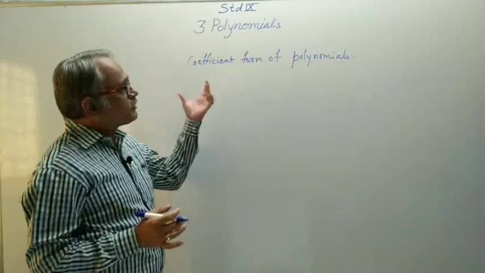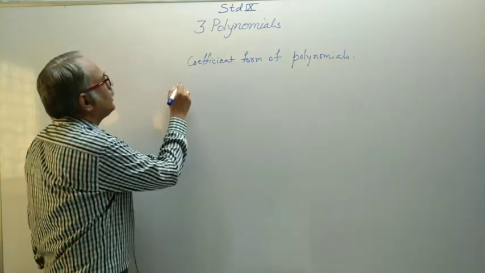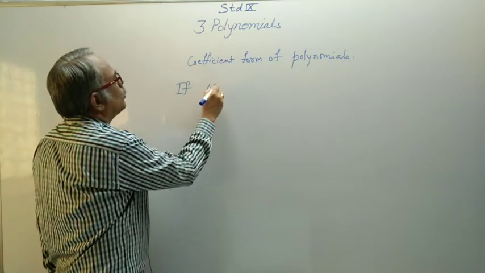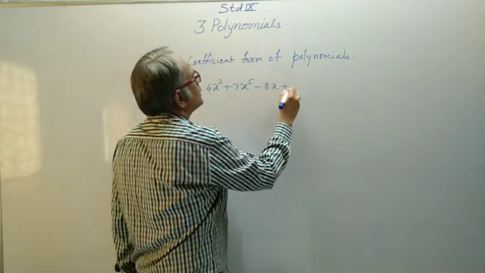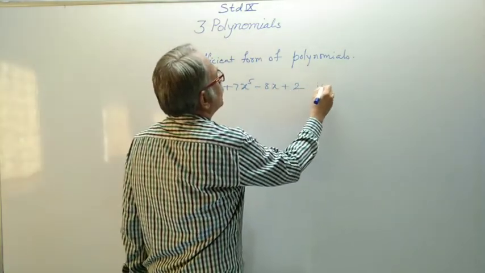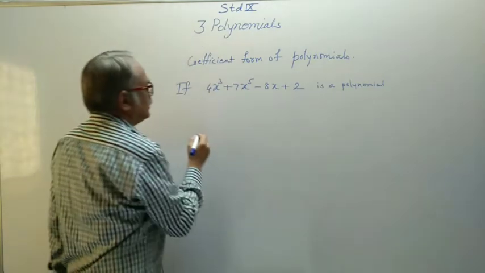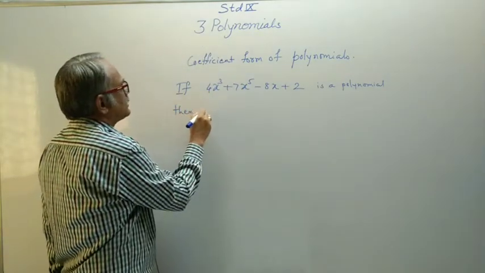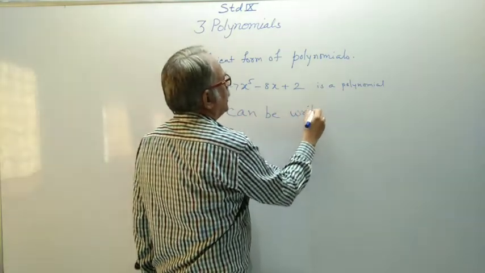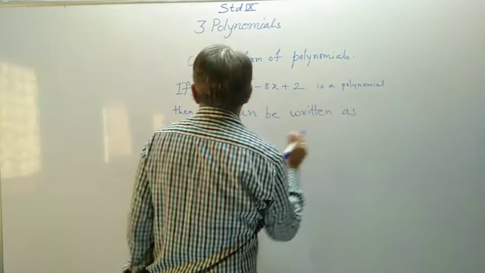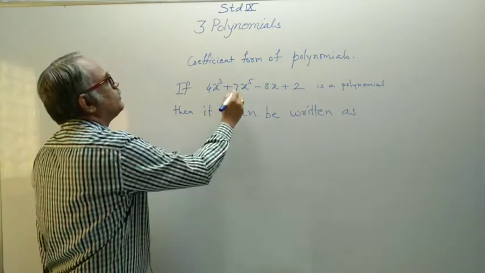Now we have to learn what is meant by coefficient form of polynomial in 2 minutes. Pay attention. If 4x cube plus 7x raised to 5 minus 8x plus 2 is a polynomial, then it can be written as, look how to write in coefficient form. First, highest degree.